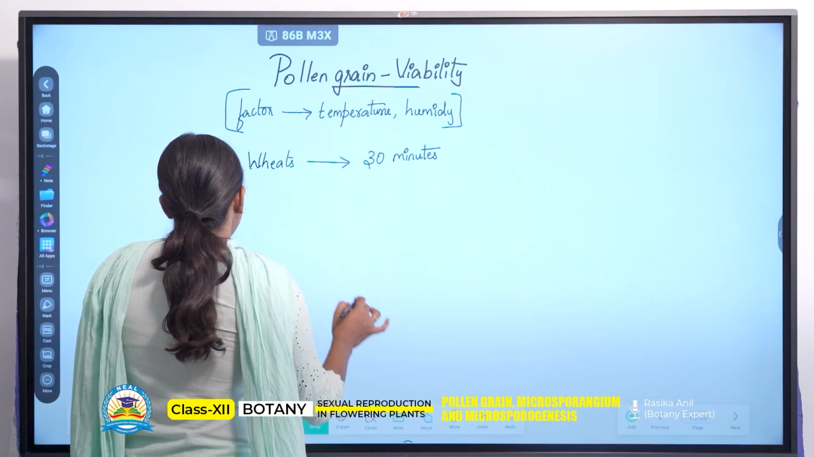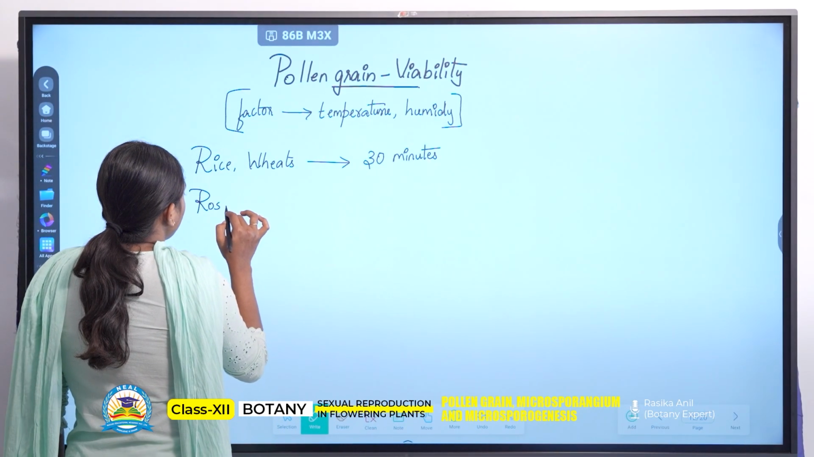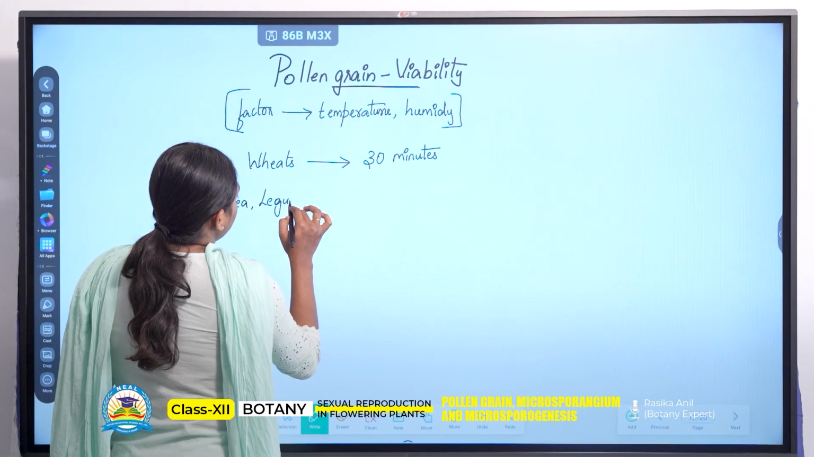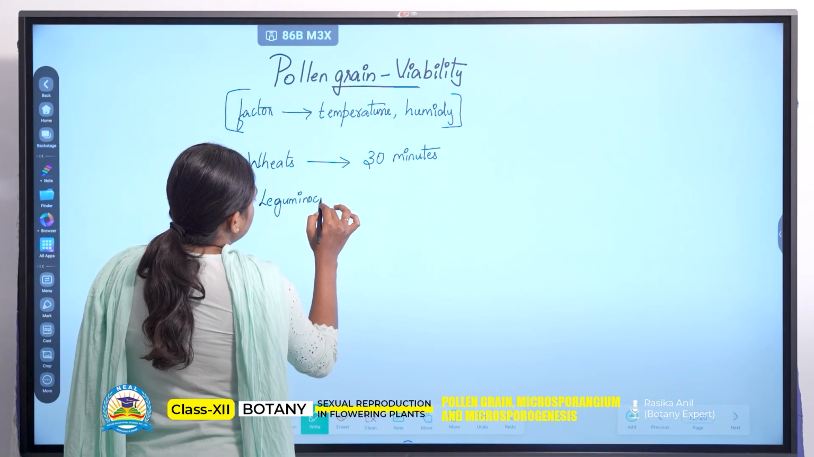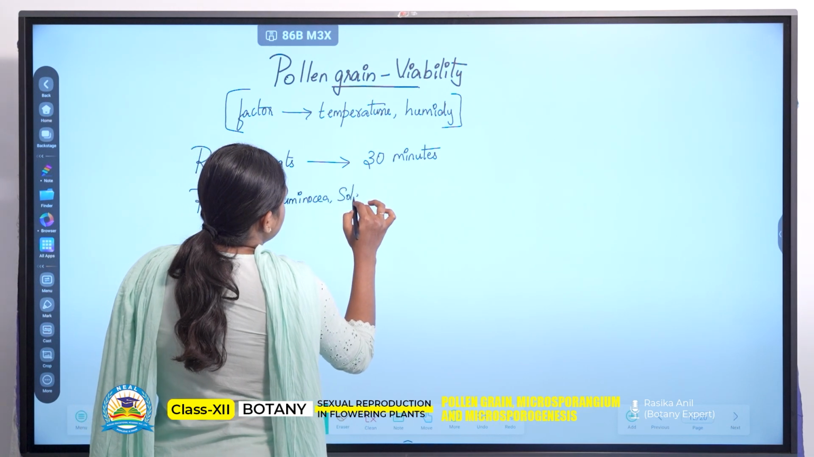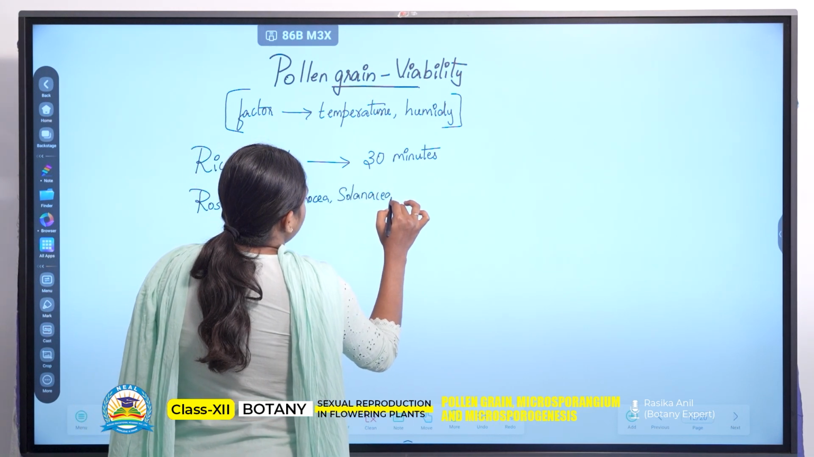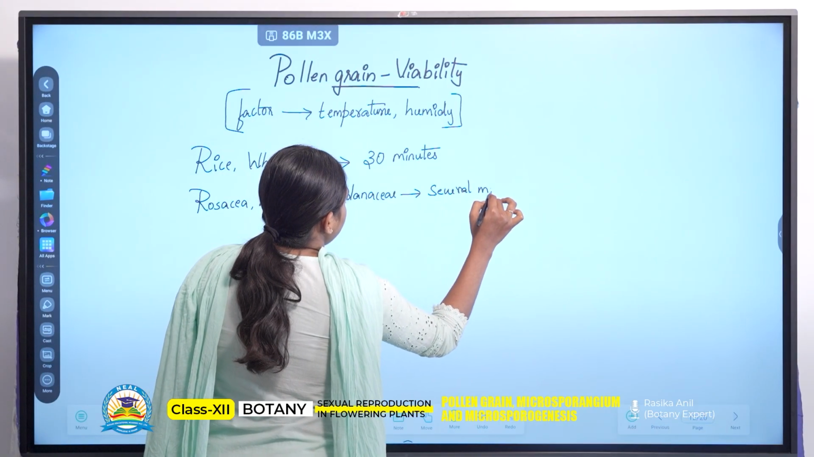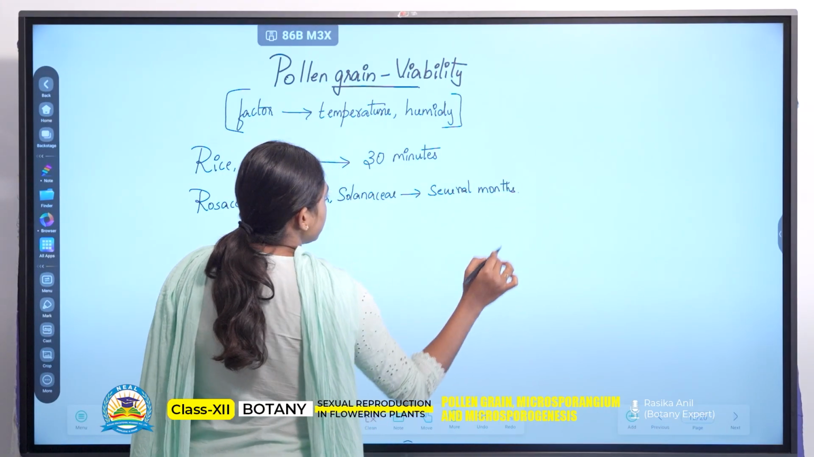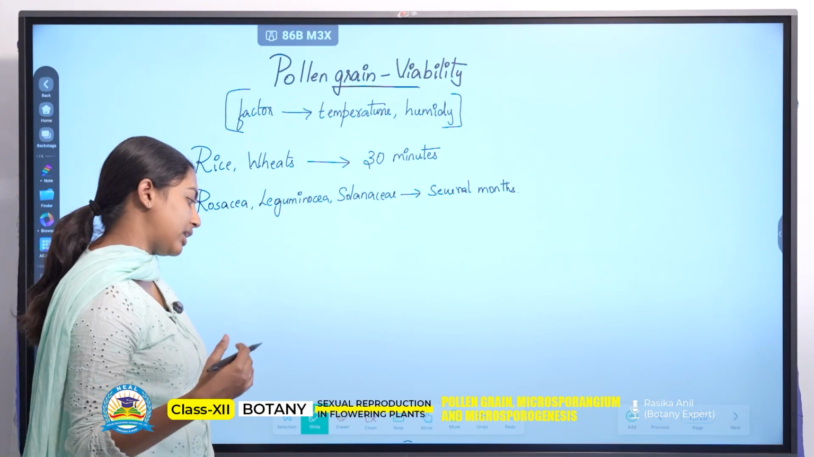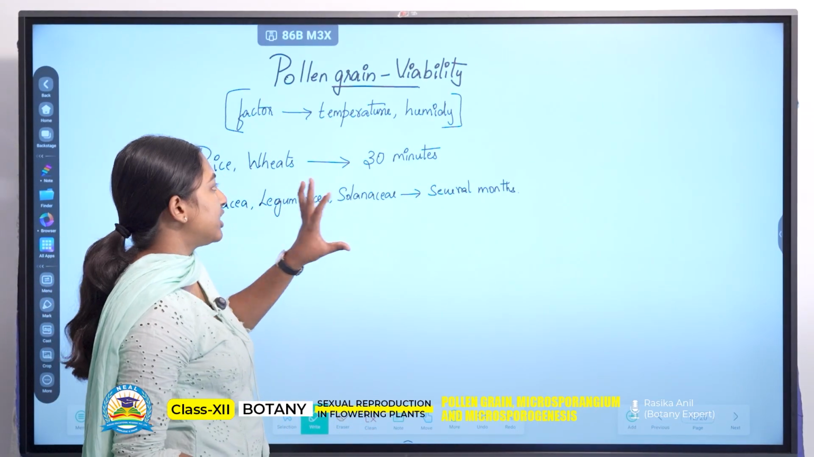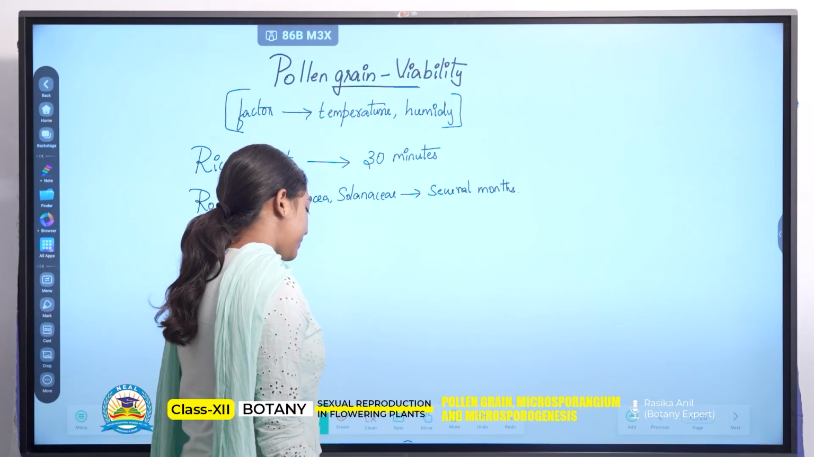Nothing happening, right? In certain families like Rosaceae, Leguminosae, and Solanaceae, it can last for several months. Several months means almost a year, maybe. It depends upon what type of plant it is, but generally it is for several months, right?